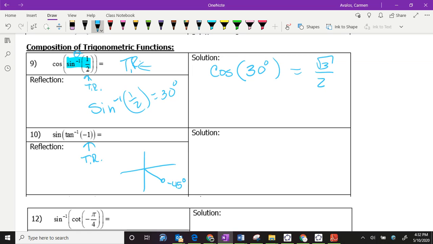So what is the trig ratio in this case? The trig ratio is -1. The inverse is going to be an angle. So this one here is going to give me sine of negative 45 degrees. And what is the sine of negative 45 degrees? That one there is going to give me square root of 2 over 2, and sine is negative in the fourth quadrant, so it's going to give me a negative square root of 2 over 2.